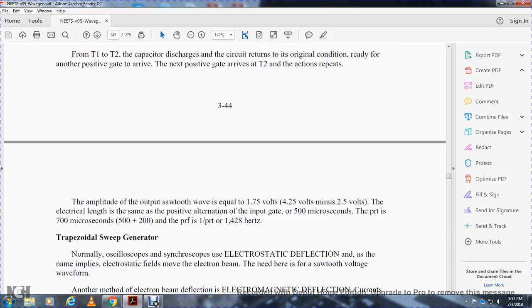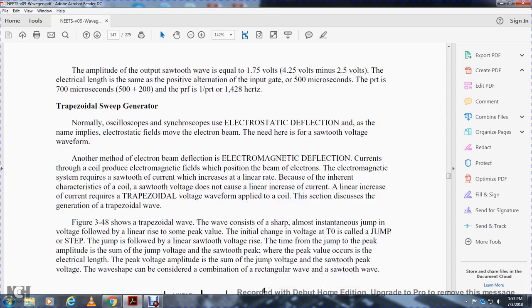The amplitude of the output sawtooth wave is exactly 1.75 volts, or 4.25 volts minus 2.5. The electrical length of the positive alternation of the input gate is 500 microseconds. The phase repetition time is 500 microseconds. The phase repetition frequency is 1 over the phase repetition time, 1,428 hertz.